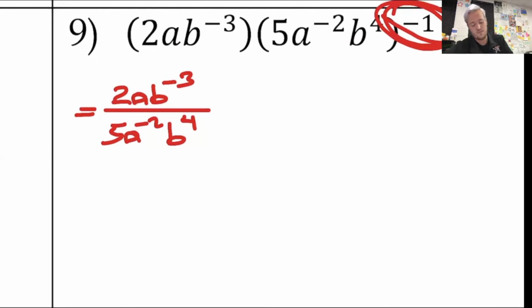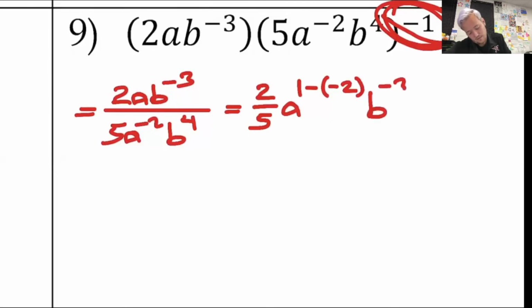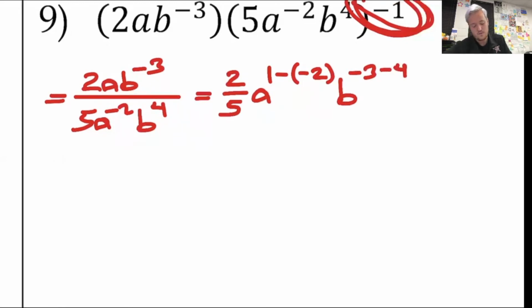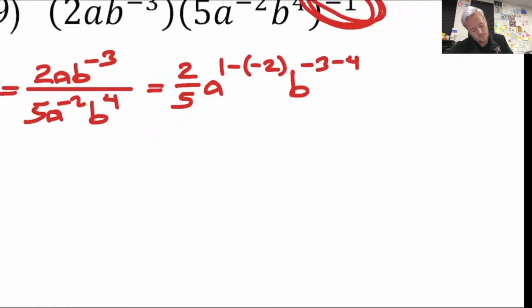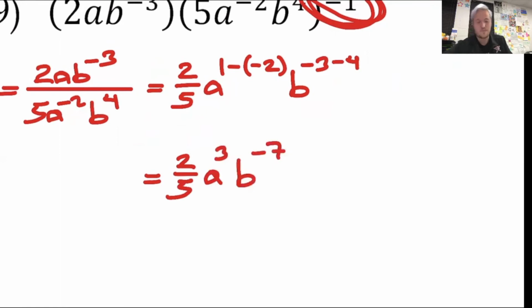All right, so I have 2/5. And then for my a values, I'm going to do quotient rule. So 1 minus negative 2. Then b values, negative 3 minus 4. All right, so this is going to be equal to 2/5 a cubed b to the negative 7.